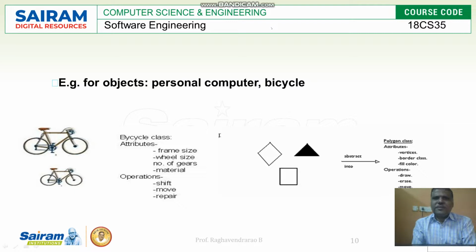In the case of this other example, the bicycle class, it is going to contain attributes like frame size, wheel size, number of gears, and materials used. What are the operations that we can expect from this? Shifting of the gears, moving, and so on. These operations can act on the attributes.